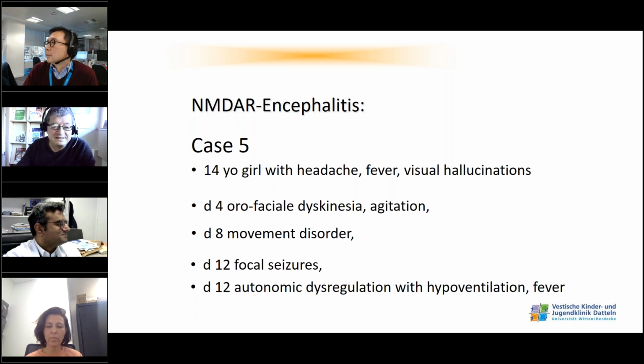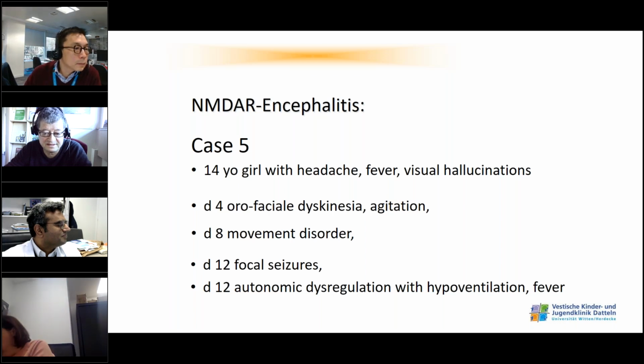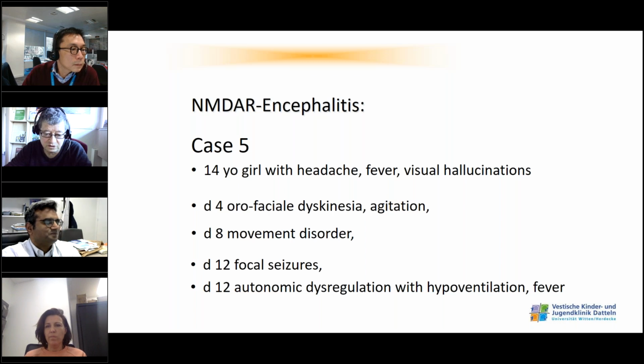These are the typical symptoms of a child with a fulminant encephalitis. She started with headaches, fever, and visual symptoms, and was first admitted to the psychiatry unit because of the visual hallucinations. On day 4, she had orofacial dyskinesia and agitation, was transferred to our intensive care unit in Austria, and subsequently developed a very bizarre movement disorder with focal seizures and severe autonomic dysfunction.